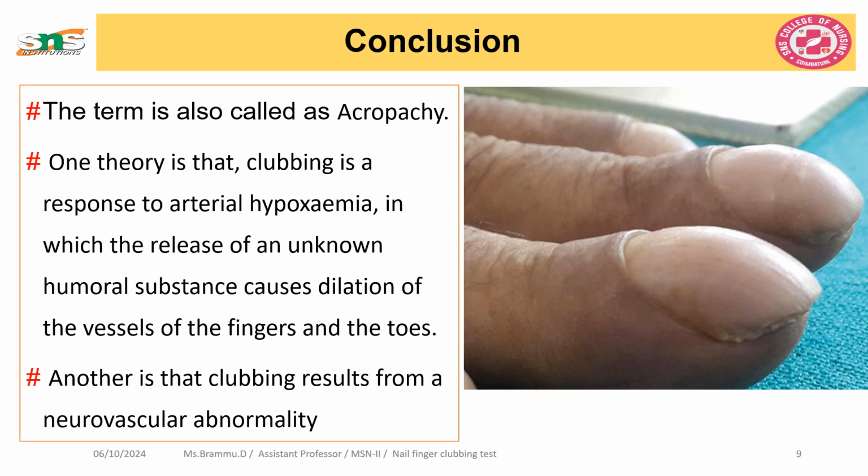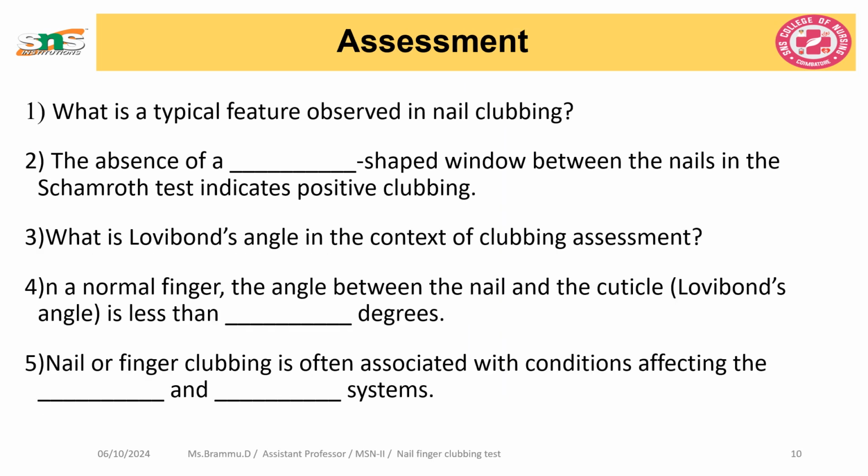One theory says that clubbing is a response to arterial hypoxemia, due to the release of an unknown humoral substance which causes dilation of the vessels of the fingers and the toes. Another theory says that clubbing results from neurovascular abnormality as well. So these are the possible assessments you can go through.